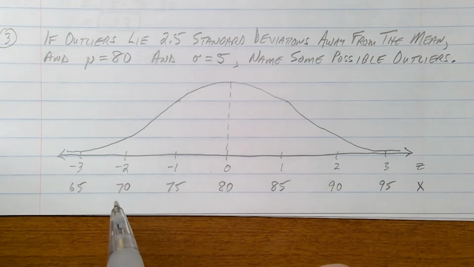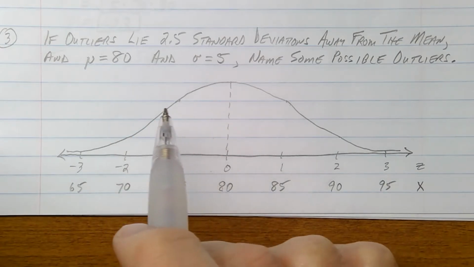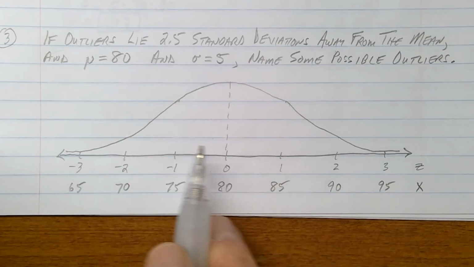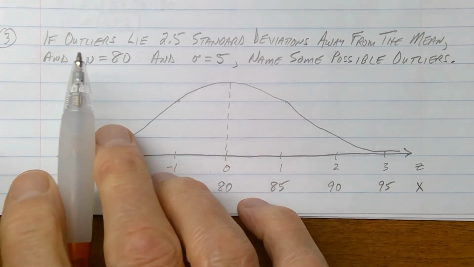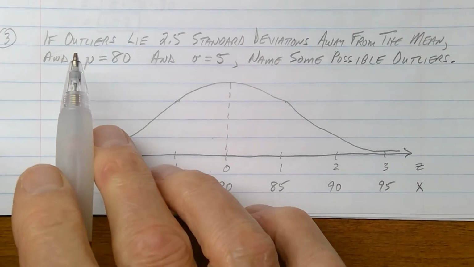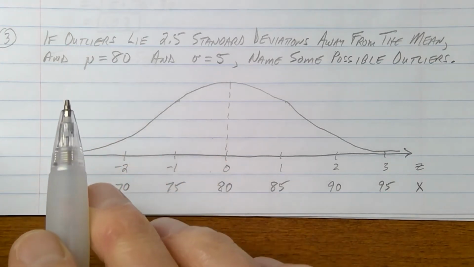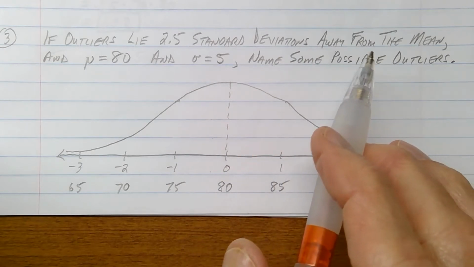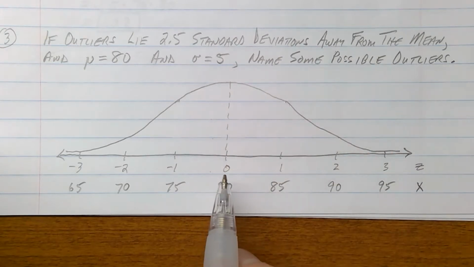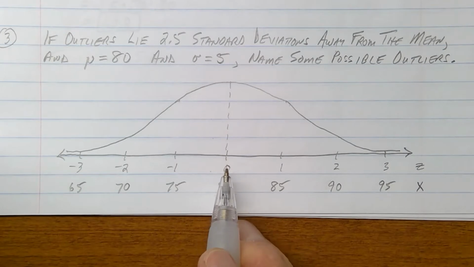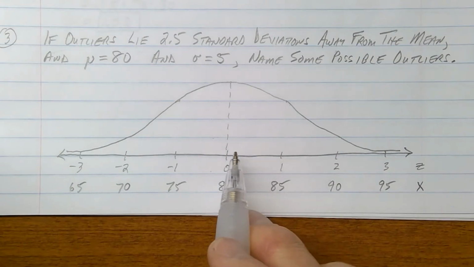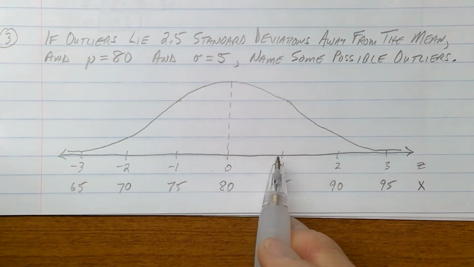Now we'll go over expected value and standard deviation more in a minute, but remember what expected value and standard deviation look like on a chart, on a normal distribution curve. If we state that outliers lie 2.5 standard deviations away from the mean, what we're saying is the average, or the population mean, or the expected value, goes in the middle here, and every step we take away from the middle is a standard deviation.